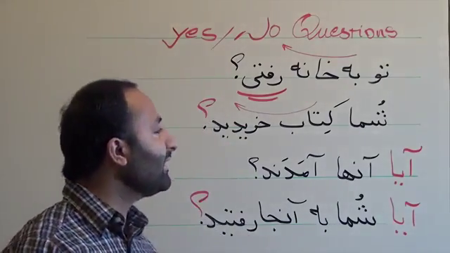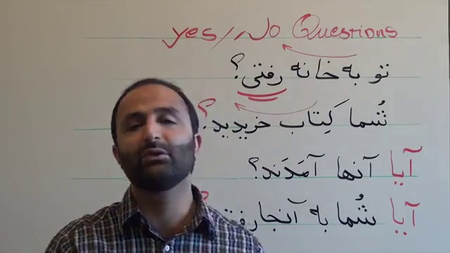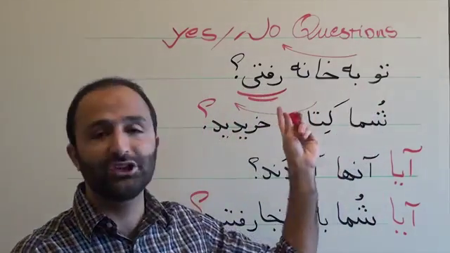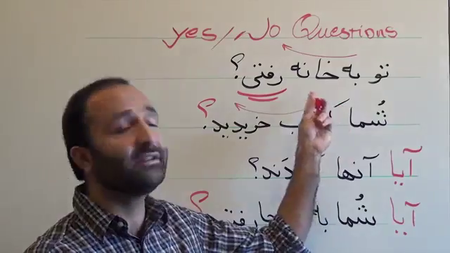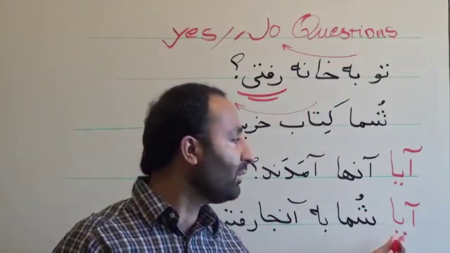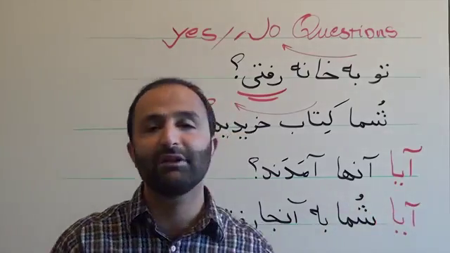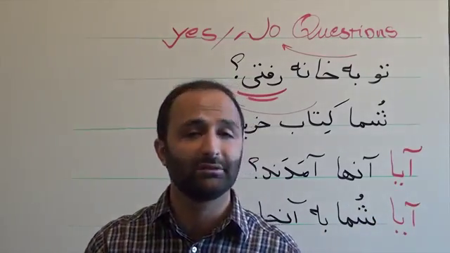So these are two ways to form a yes-no question in Farsi. One is changing the intonation, using a rising intonation, and the other one is using the word آیا, putting it at the beginning of a statement to make it a yes-no question.